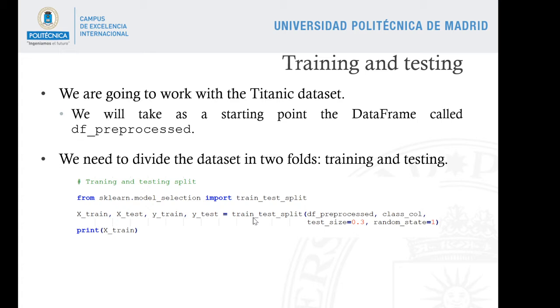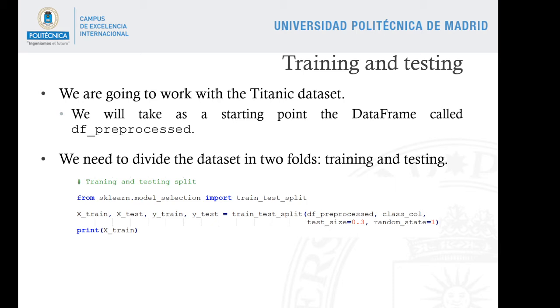This function is quite curious because it returns four different variables. It will return in the first position the predicting variables of the training set, then the predicting variables of the testing set, then the target, the class variable of the training set, and then the class variable of the testing set.